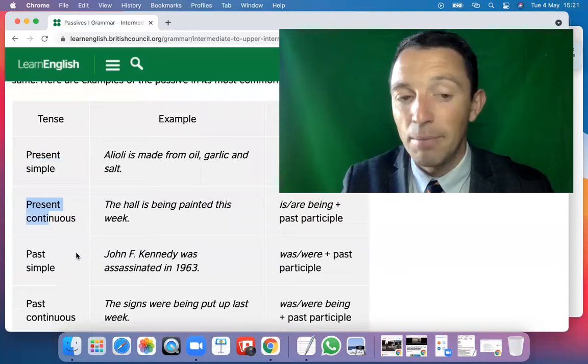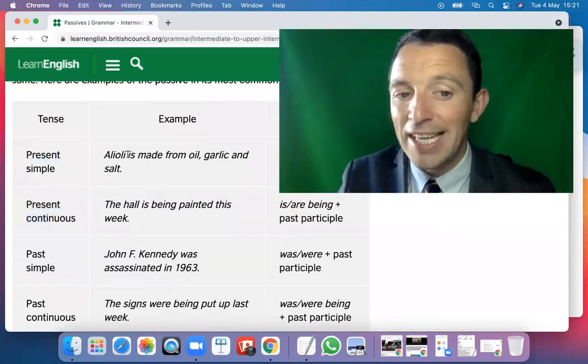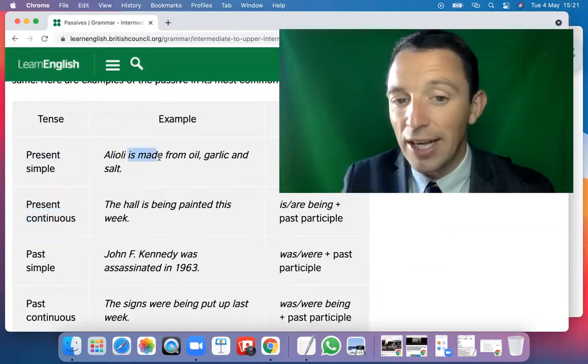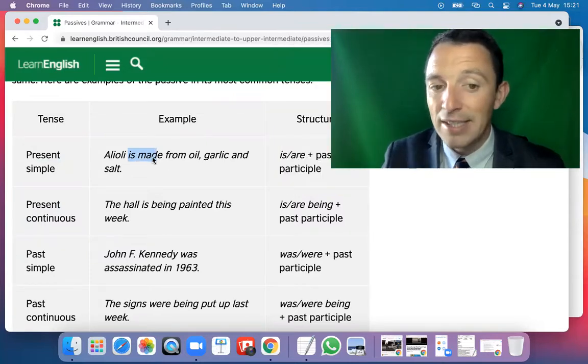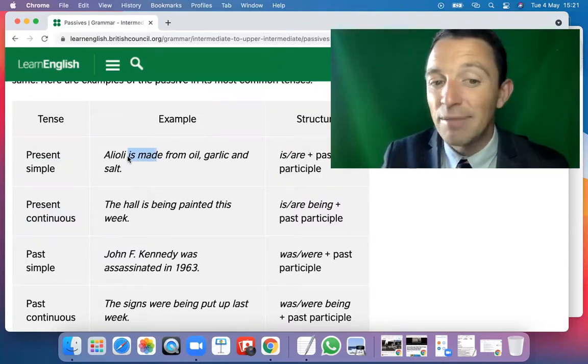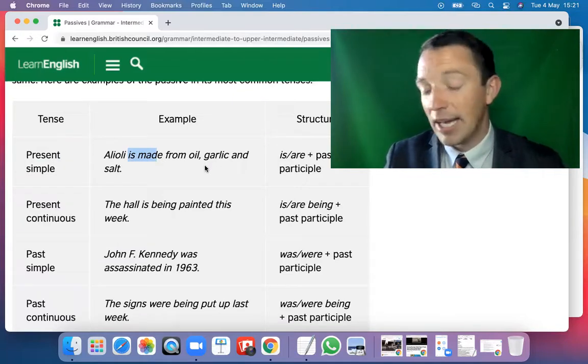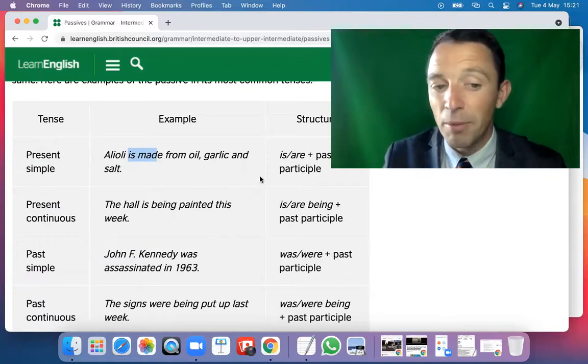So let's look at the examples. Aioli is made from oil, garlic, and salt. So you can see here it's the verb to be in the present plus the participle. So aioli is made from garlic, oil, and salt, and that is very important. So it's the verb to be plus the past participle.